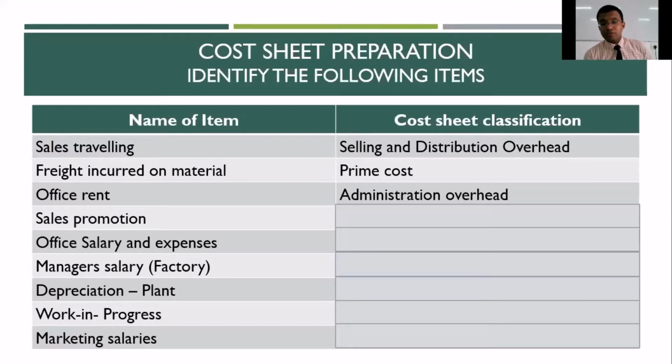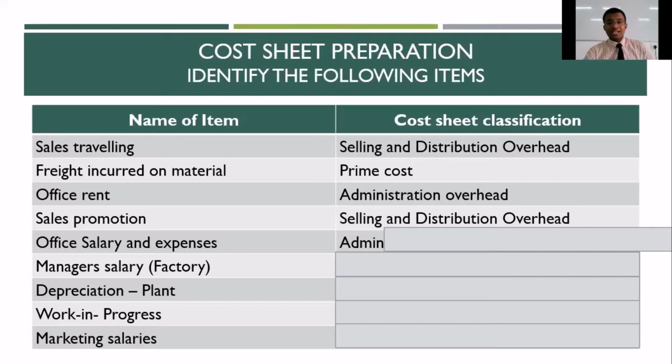And this would be a part of your selling and distribution overhead. Office salary and expenses. Now, this is basically the remuneration that you pay for your office staff. This would be a part of your office indirect labor. Okay, office indirect labor. So this is a part of your administration overhead.